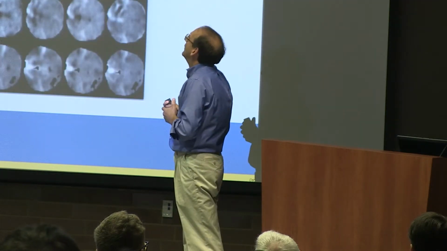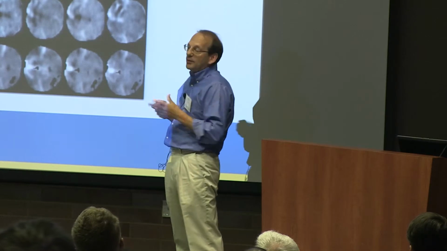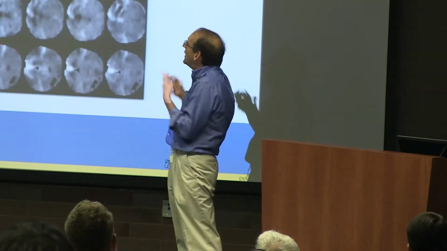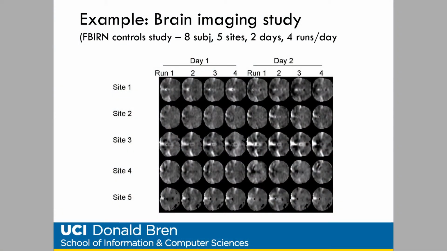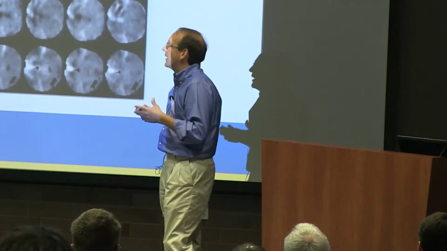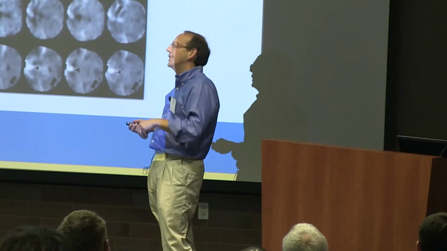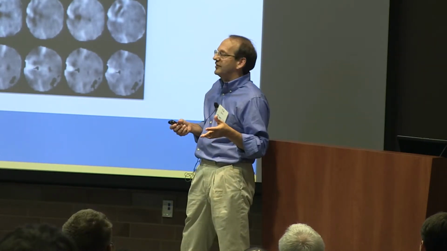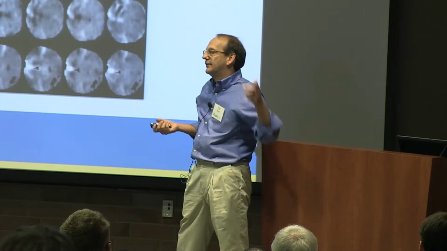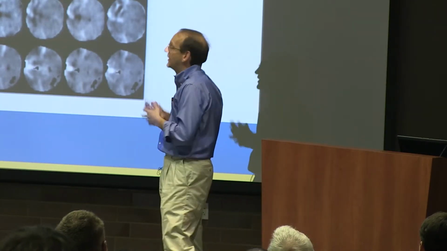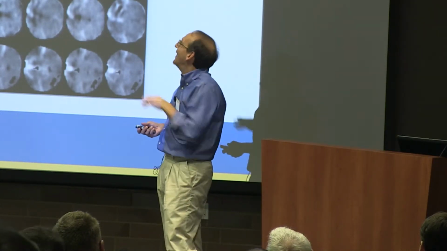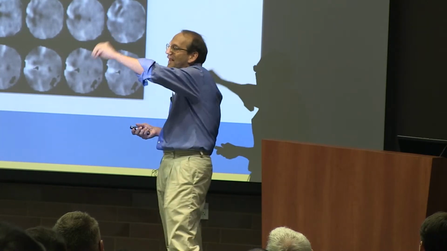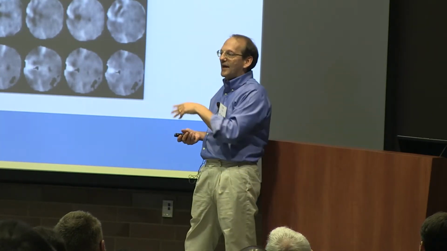So I wanted to show one more example. So that was the first example. The second example is brain imaging data. It's actually work that I did with Porrick and a student of Porrick's. And it was done on a very large grant that was headquartered at UCI called the FBurn, functional brain imaging. And it was multi-site. So there were, for this particular site, 5 sites across the country. And the same 8 people went to all 5 sites and did the same task.